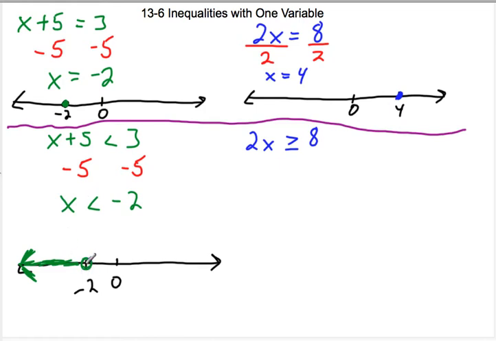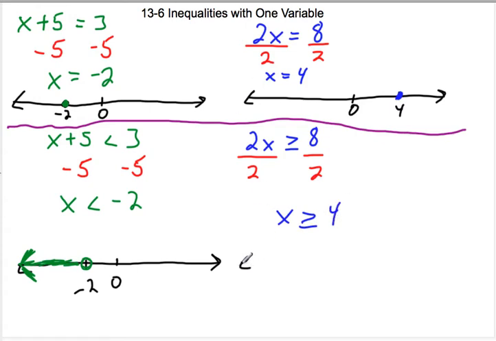The -2 itself is not true, but it is the boundary, so I have to make some sort of mark there to show that -2 is the highest point that would work, or in this case would not work, but everything below that does work. Alright, so let's move on to 2x is greater than or equal to 8. So here I'm going to divide both sides by 2, similar to the one I did above, and I get x is greater than or equal to 4.